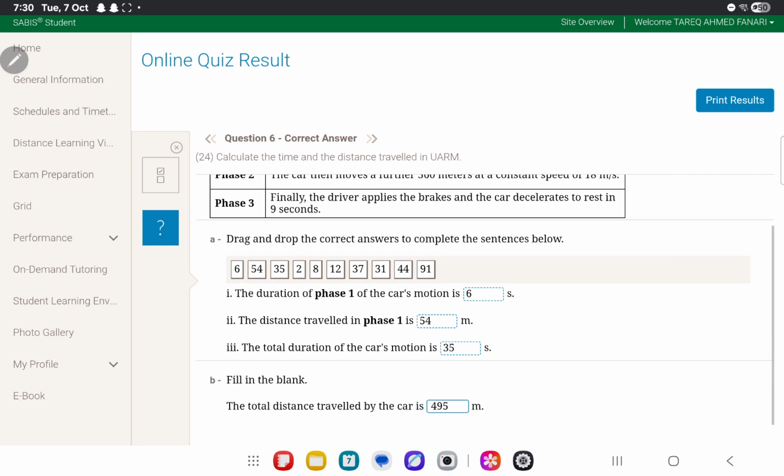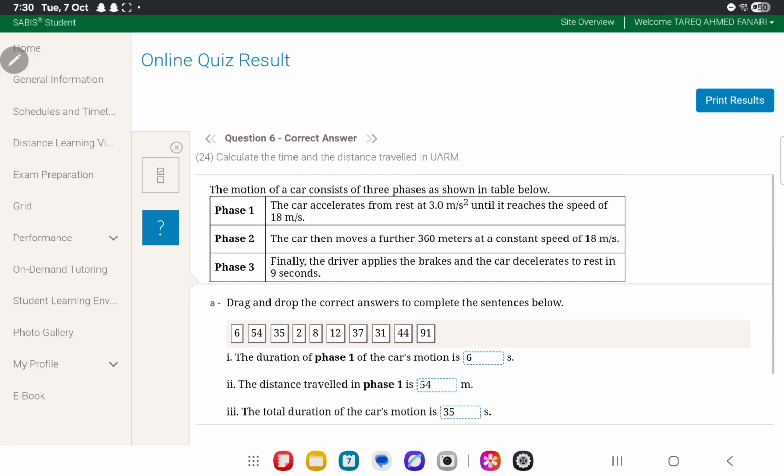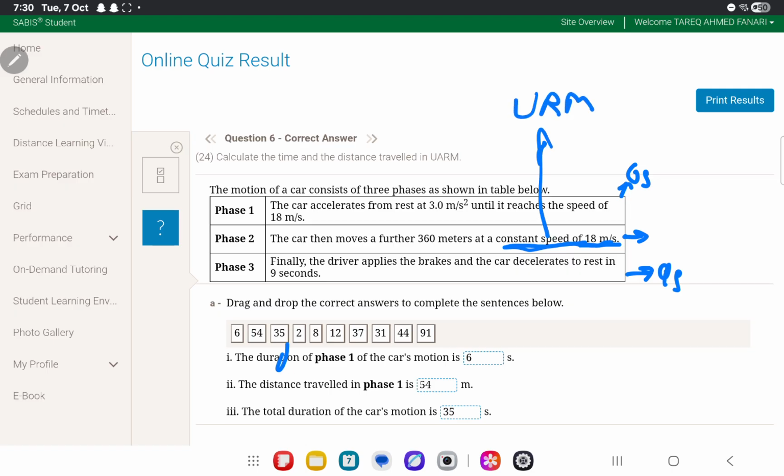So that's what we have so far. The total duration of the car's motion. Okay, so we know here that this part is 6 seconds. And we know here that this part is 9 seconds. Right, so we just need to find this here. Now we have that it's a constant speed of 18 meters per second. What does this mean? URM, right? Because it's constant speed.